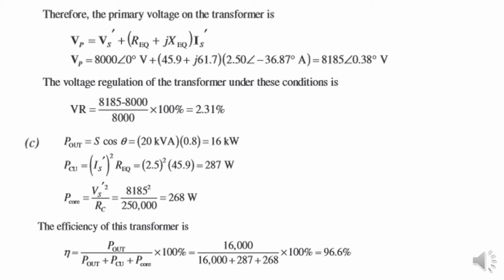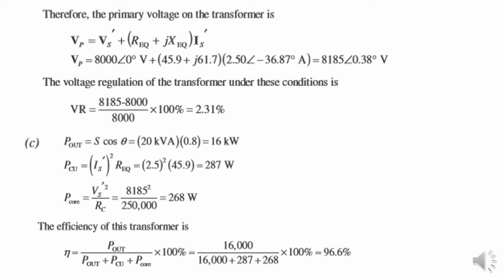Then PCO means the core losses. When we have a transformer, you may have learned there's a core, right? In order to represent the core losses, we are using RC, which is 250 kilo ohms, and it is in parallel with VS dash, which is actually VP. VP, as you can see in the figure, is 8185. So 8185 squared divided by 250 kilo ohms, you are getting 268, right?